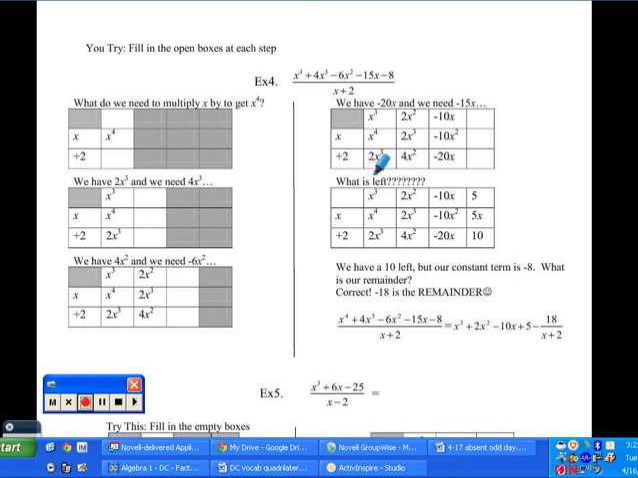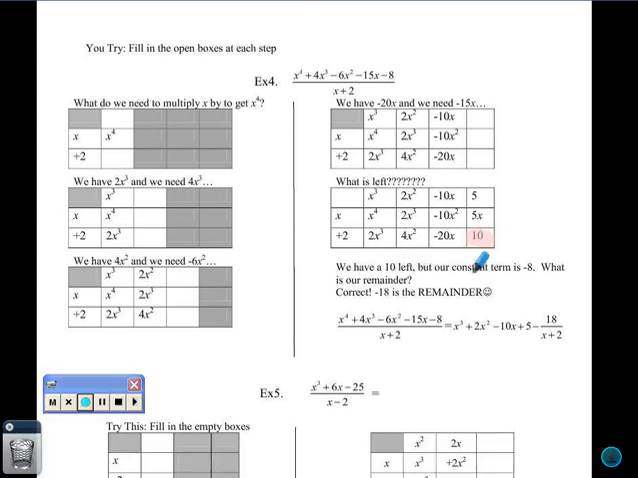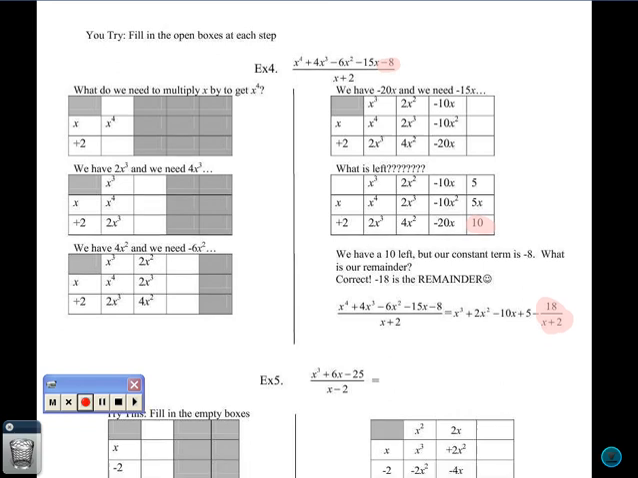Now this time the only difference is when we get our whole way through it, we do have a remainder. Okay, we have 10 down here on the bottom, and our constant term is a negative 8. Okay, so our remainder is negative 18. Negative 8 minus 10. Okay, so we have negative 18 right here. That's our remainder over x plus 2.